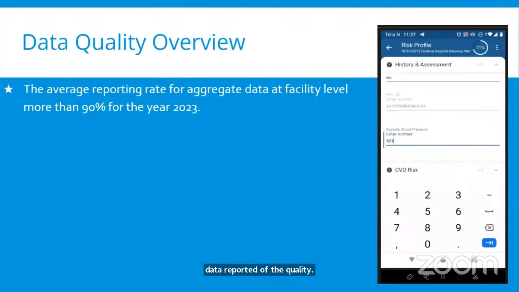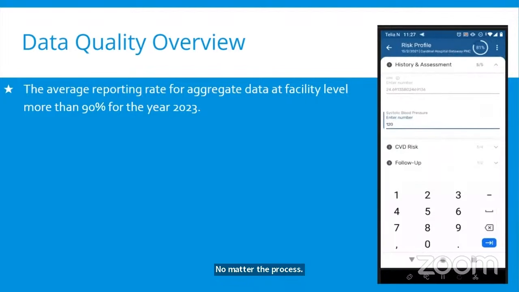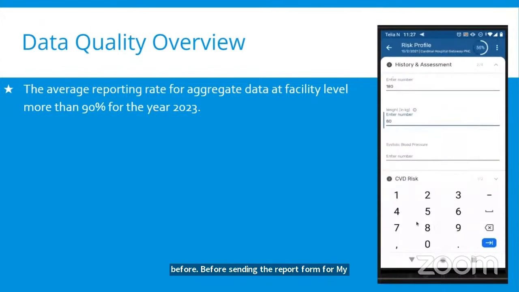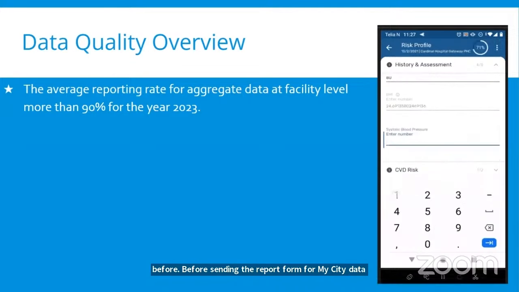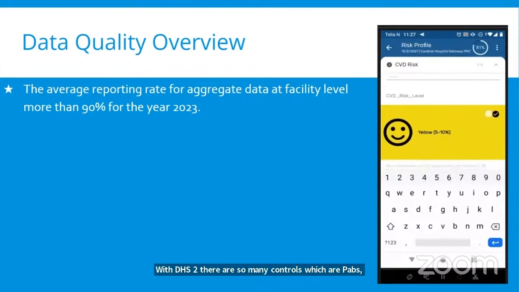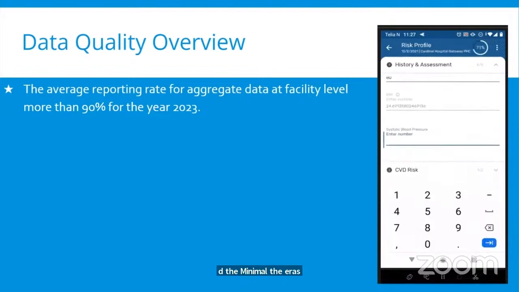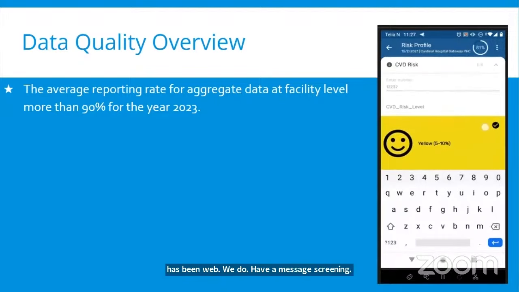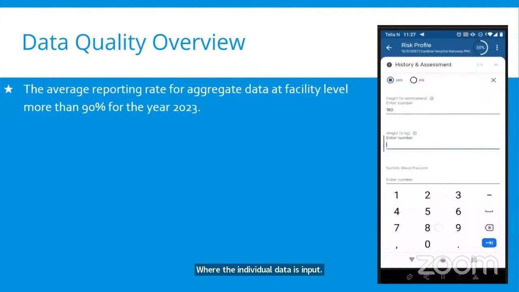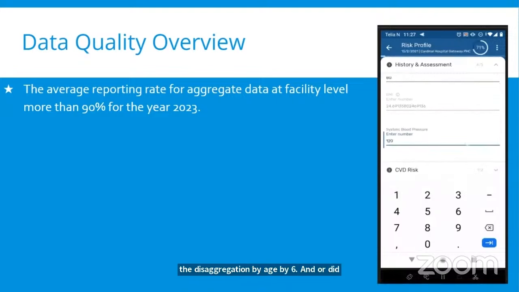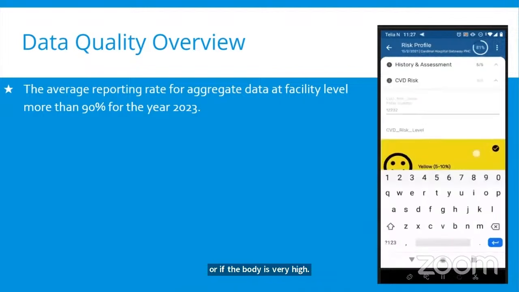And to ensure the quality of the reported data, the process normally involves data verification before sending the report for monthly data. And for individual level data with DHIS2, there are many controls which help capture information with minimal errors. From my screen here, you can see, for example, a screen where we do community screening, where the individual data is input, and then we can have the disaggregation by age, by sex, and if the value is very high, then we know the person is at high risk of NCD.